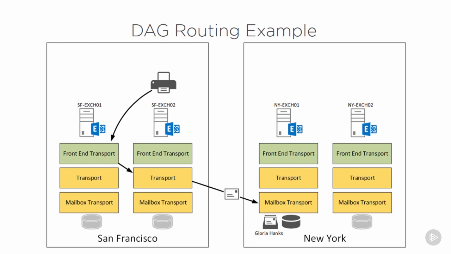Where it's delivered to the mailbox. Now that's emails coming in via front-end transport. But similar routing occurs for other internal messages, such as between two mailbox users. Mailbox transport sends the message to transport, and routing decisions are made from there.